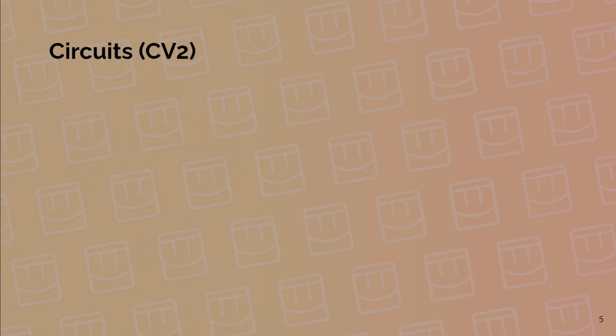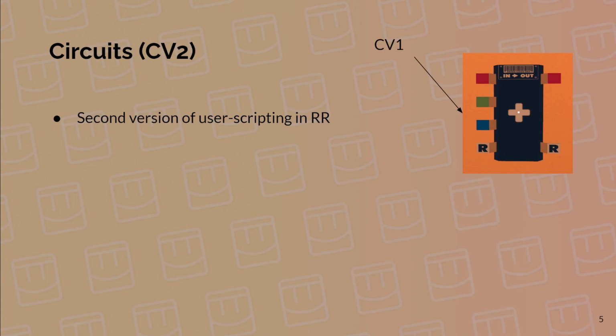So circuits, or Circuits v2, or CV2 in its common abbreviation, is unsurprisingly the second iteration of user scripting in Rec Room. The first version was named Circuits v1, or at least has been posthumously named Circuits v1. It looked like this. Circuits v2, by contrast, looks like this. Most chips you'll see have this sort of appearance: dark gray header, light gray body, ports off the side.